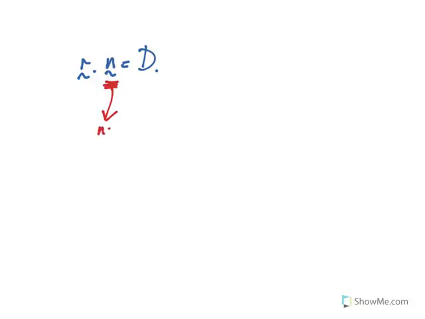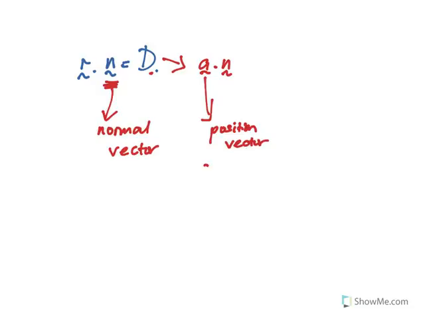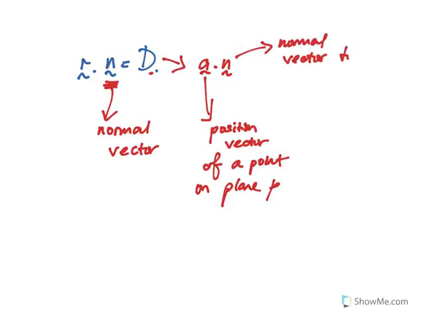So we can say it's the normal vector, the normal vector to the plane. After that, what is this? This one is just A dot n, where A is the position vector of a point on the plane, and n is the normal vector, or perpendicular vector, to the plane. Okay, you need to remember this.